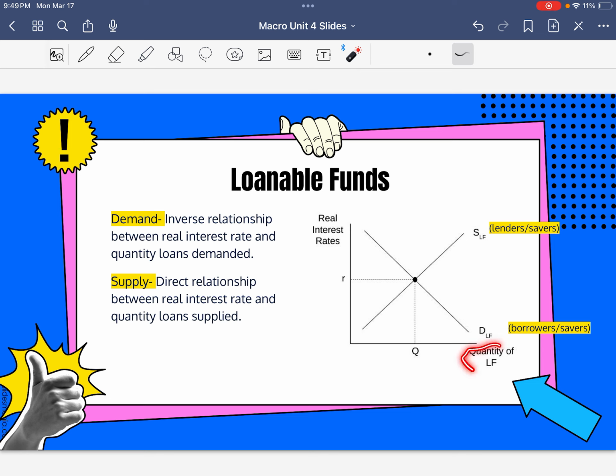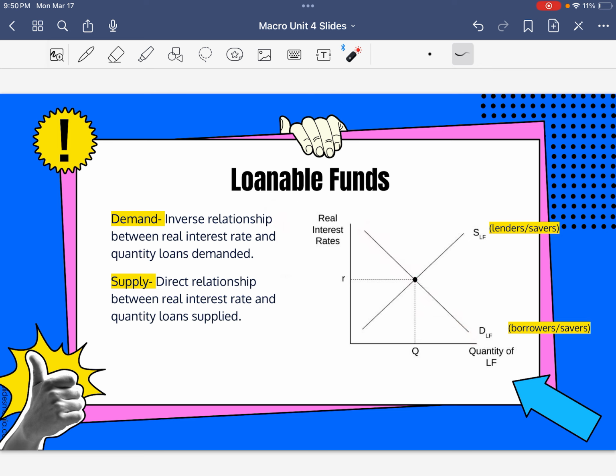Over here is quantity of loanable funds, which is nice and easy to remember. Supply of loanable funds and demand for loanable funds. Where they intersect is equilibrium, and that determines the real interest rate and the quantity of loanable funds available. So pretty cut and dry and simple, except supply and demand mean some different things, and we're going to go over those. So let's first look at just the demand curve right here, and you have some blanks to fill out about the demand curve right here.